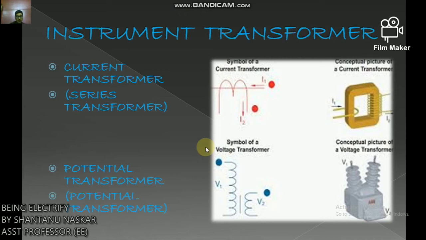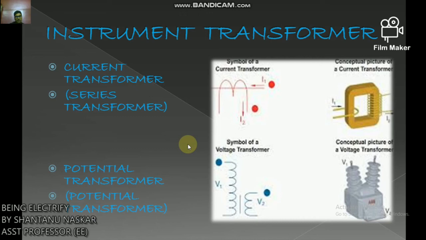It is of two types: current transformer and potential transformer. Current transformer is called series transformer, potential transformer is called parallel transformer. Now the current transformer: this type of transformer can be used in a power system to step down the current from a high level to a low level with the help of a 5 ampere ammeter. This transformer includes two windings, primary and secondary. The current in the secondary winding is proportional to the current in the primary winding.